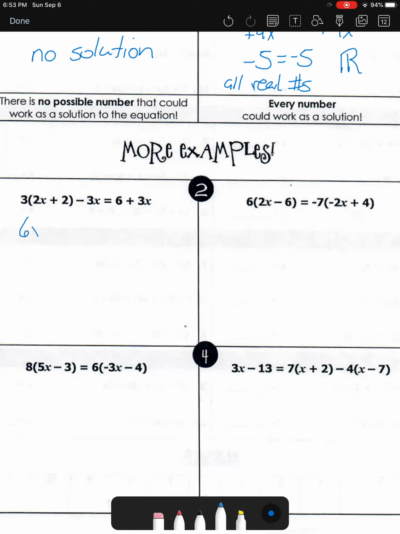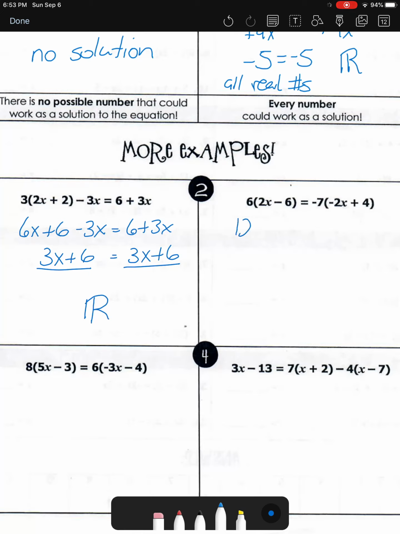We have a 6x plus 6 minus 3x equals 6 plus 3x. If I combine like terms, I'm going to end up with a 3x plus 6 and a 3x plus 6. And again, because I have the same thing on both sides, yes, I could go ahead and subtract and do all that fun stuff, but that tells me that I have all real numbers. It doesn't matter what value I put in for x, it's going to be true.